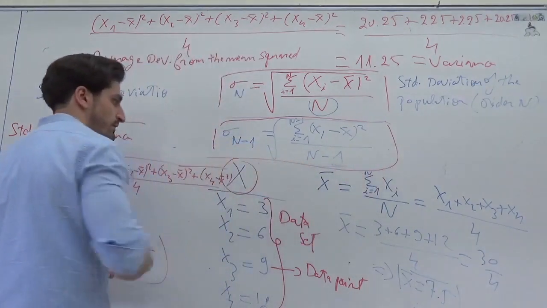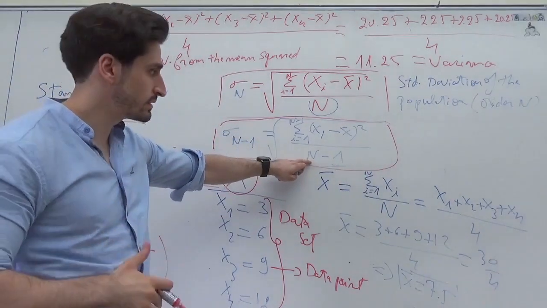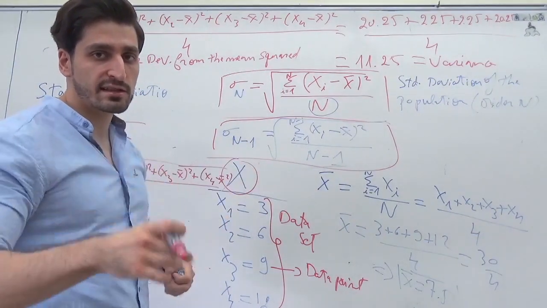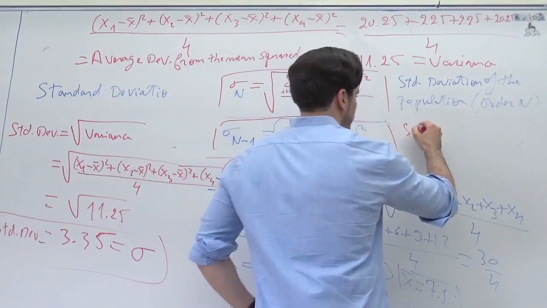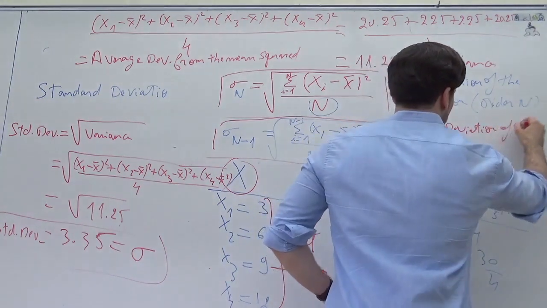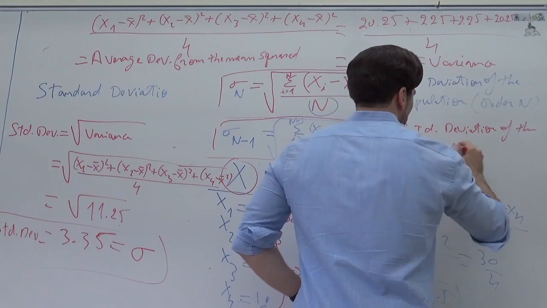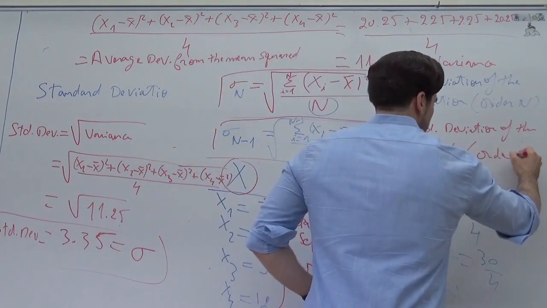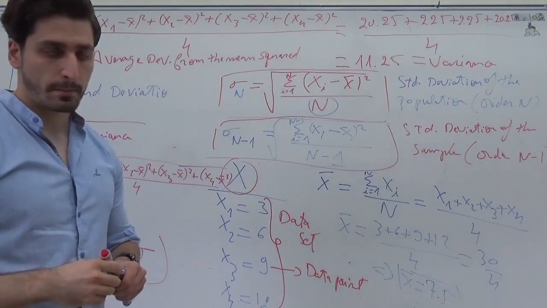So as we can see over here, we are no longer taking the entire population into account, but rather we are considering a sample of n minus 1 trials out of the entire population, and therefore we refer to that equation as a standard deviation of the sample which is taken out of the population, and the order of the standard deviation in that case is going to be of order n minus 1.